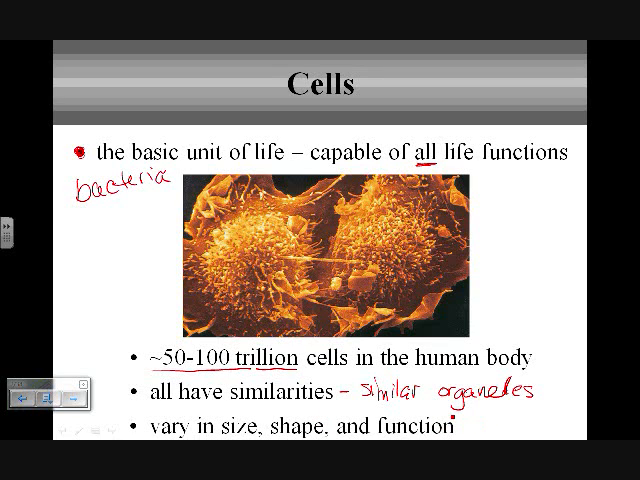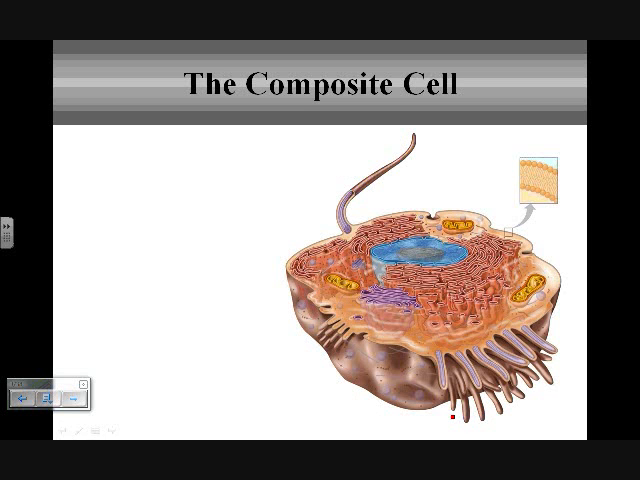We should know that a blood cell versus a nerve cell versus a skin cell are all going to be slightly different in the way that they appear, their size, and their shape, and they're going to be significantly different in their function. So, first thing we're going to talk about is something that's referred to as the composite cell.